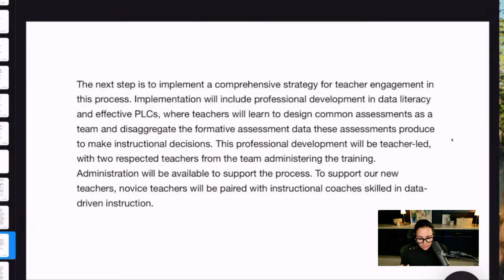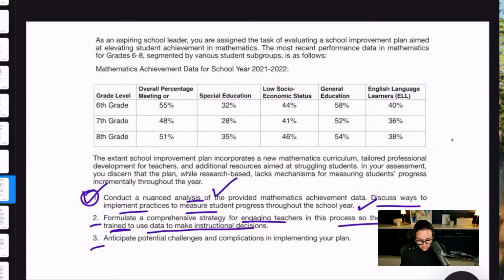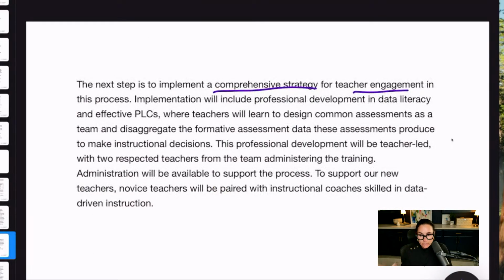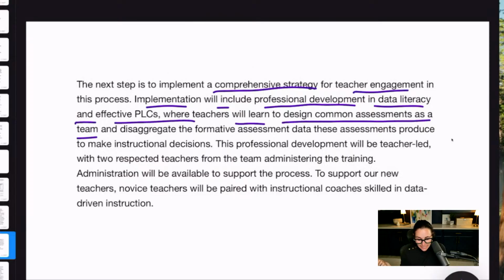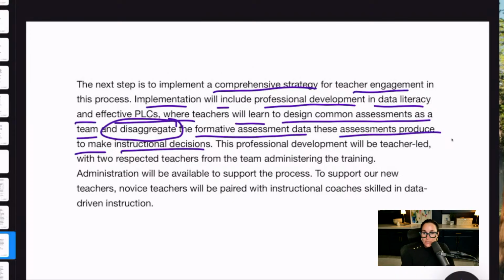The next step is to implement a comprehensive strategy for teacher engagement. Notice I took that straight from here: engaging teachers. That way, the grader knows I'm answering this question. Implementation will include professional development in data literacy and effective PLCs, where teachers will learn to design common assessments as a team and disaggregate the formative assessment data these assessments produce to make instructional decisions.